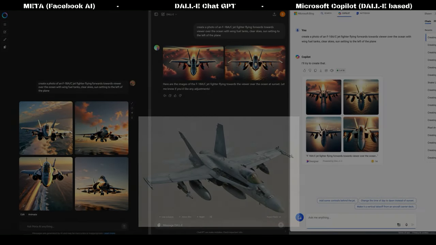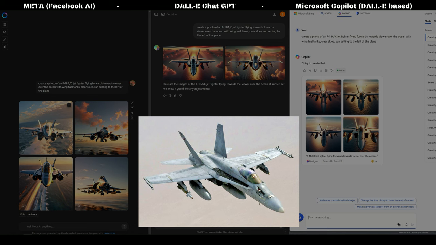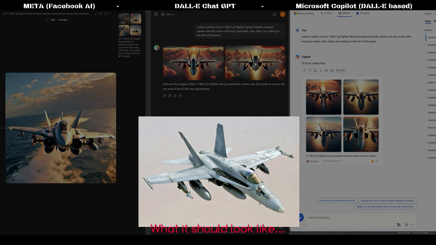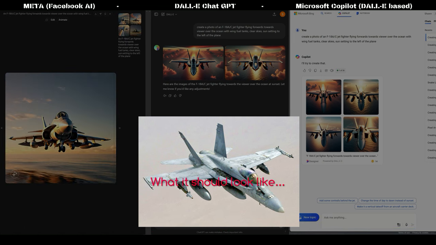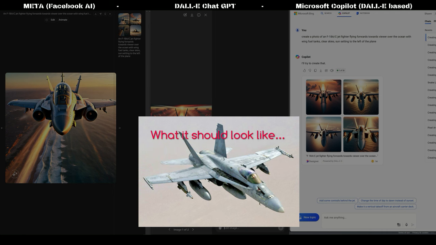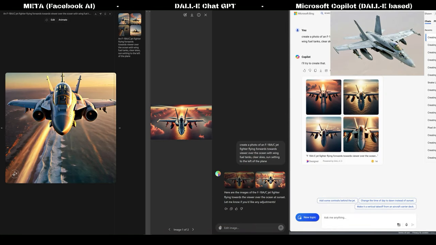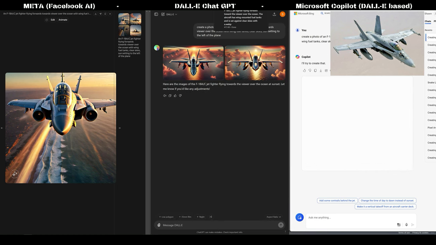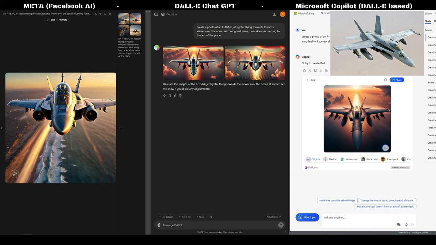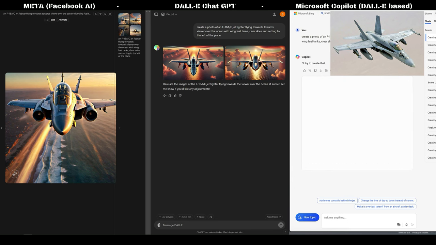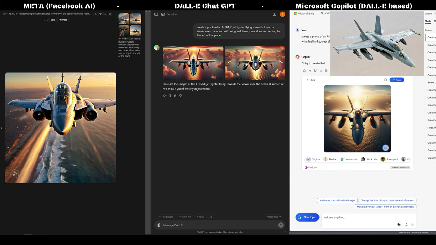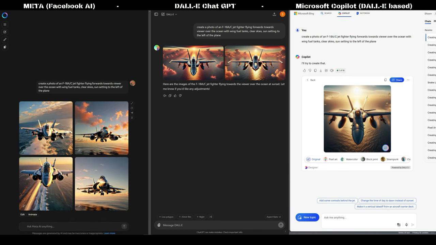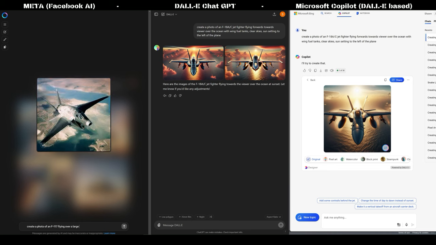Now let's take a look at what came up out of these generators. So we're looking for an F-18. Meta Facebook AI has given me some mutant aircraft that do not look anything like an F-18. ChatGPT did a little bit better, but those look like Super Hornets based on the intake. Super Hornets have the more rectangular intakes. And Microsoft Copilot, pretty decent. Now, these aren't Hornets, they're Super Hornets, but they look pretty good. So in comparison, Copilot wins that one.